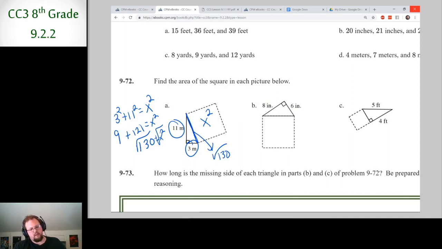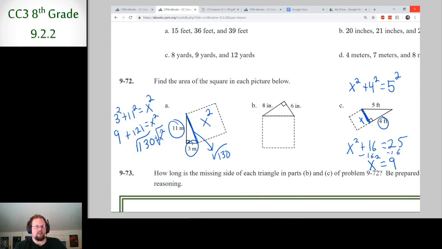This one's a little bit weird because your leg is your unknown, and then you've got a 4, so you could write x squared plus 4 squared is equal to 5 squared. So this is x squared plus 16 is equal to 25, or in other words, x squared is equal to 9, by subtracting 16, and then ask yourself, what number squared makes 9? The answer is x equals 3.